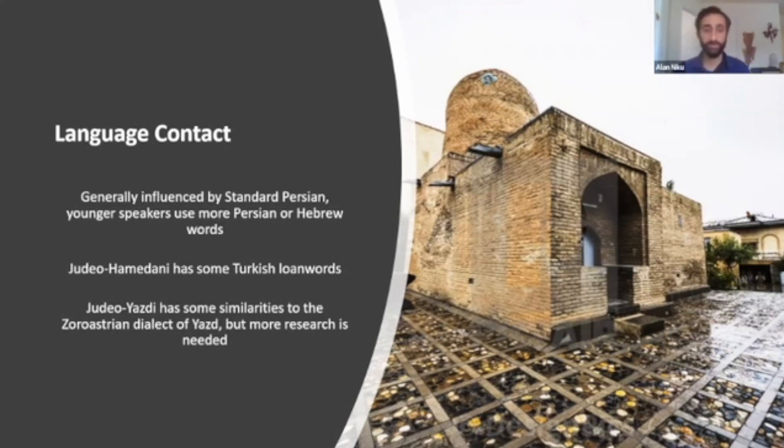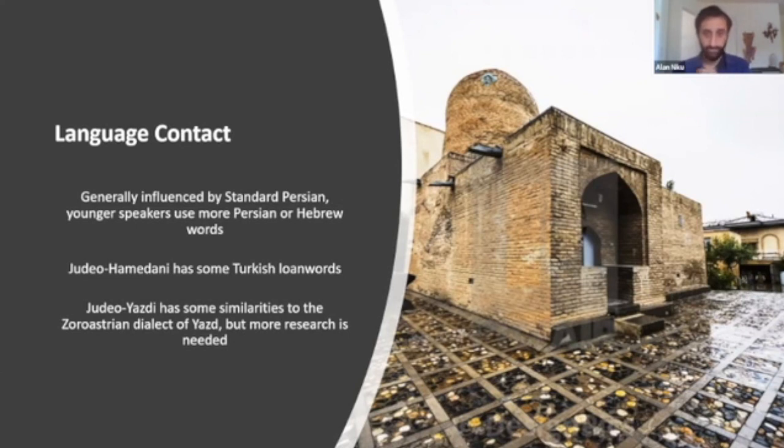But younger speakers use more Persian words, or if they live in Israel, more Hebrew words. When they can't remember the original Median word, they'll use a word from a language they do speak. Judeo-Hamadani has some Turkish loanwords because it's near some Turkish-speaking areas. And Judeo-Yazdi has some similarities to the Zoroastrian dialect of Yazd. But again, this is all a new subject, so nobody's done real research on what those similarities are.